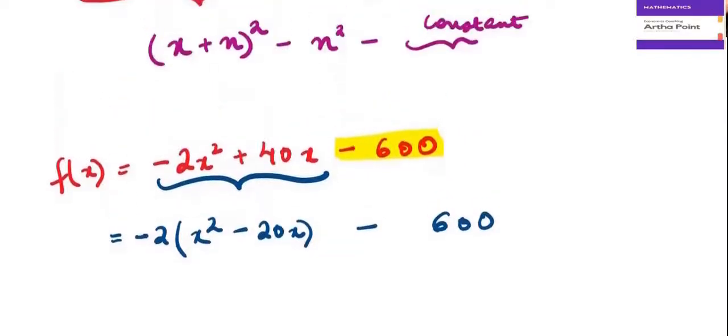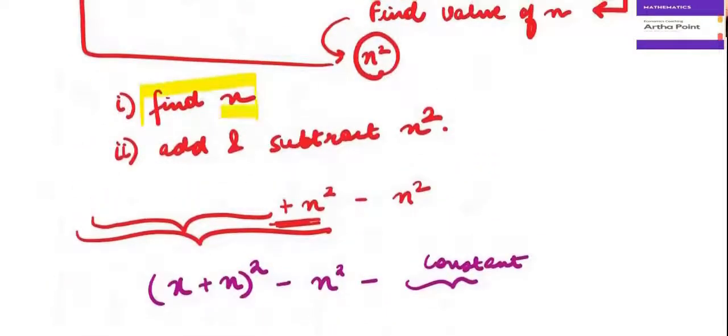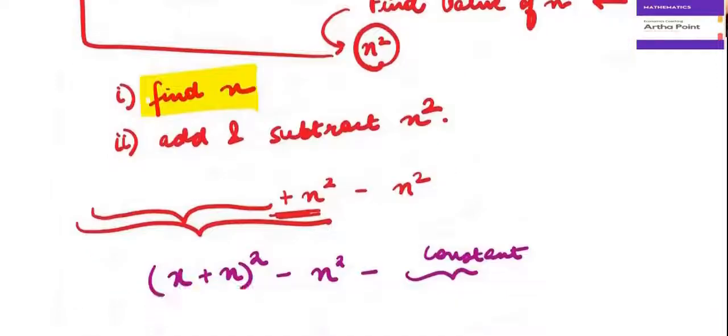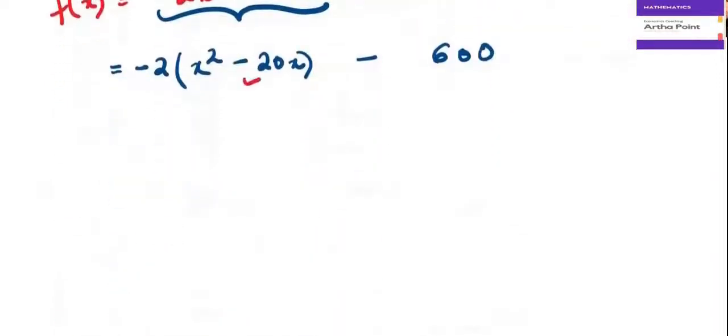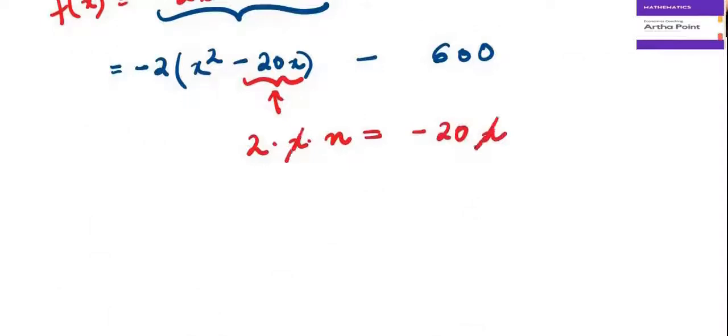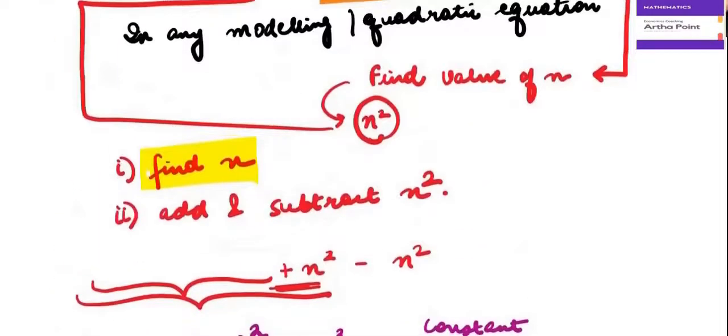Now, do the first step. What was the first step? You will find n. How will you find n? You will equate this part to 2xn. So you will say 2xn is equal to minus 20x. Once you do that, you will get the value of n. So n will come as minus 10. If n is minus 10, n square will be 100. So you have performed the first step: you have found the value of n, and you have found n square.